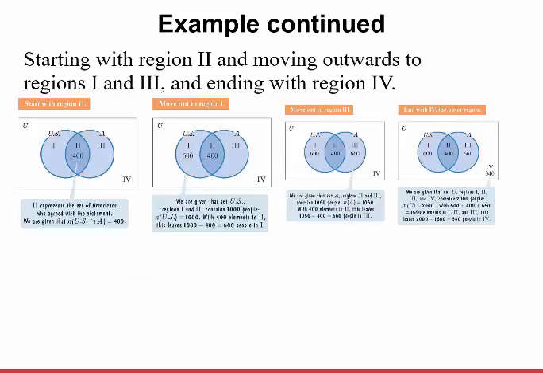So the trick was to start in the center and build out to the following regions. Once you know this, I know that the US was 1,000, that means 600 must be left over here, and so on and so on.